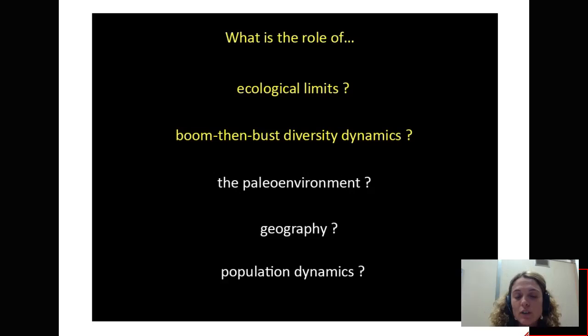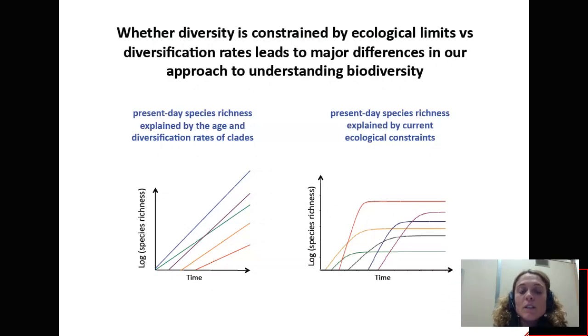Okay, so let's start with the role of ecological limits and boom and bust diversity dynamics. The reason why it's important to understand whether ecological limits play a huge role in diversification is that whether diversity is constrained by ecological limits versus diversification rates leads to major differences in our approach to understanding biodiversity. If we have an idea that biodiversity is unbounded and accumulates through time, then we're going to try to explain present-day species richness mostly by the age and the diversification rates of clades. On the contrary, if we believe that there are strong constraints to ecological diversity, we're going to try to understand what the ecological constraints are and try to correlate species richness with current environmental variables.